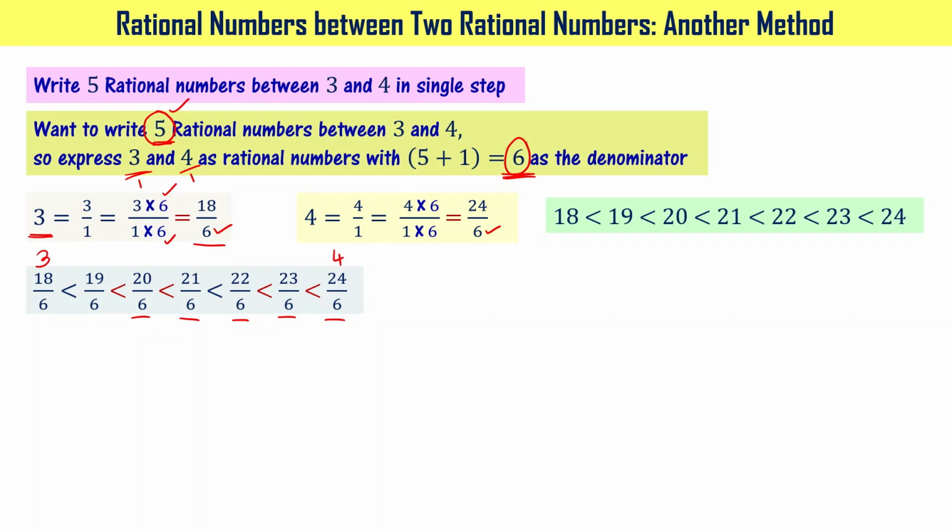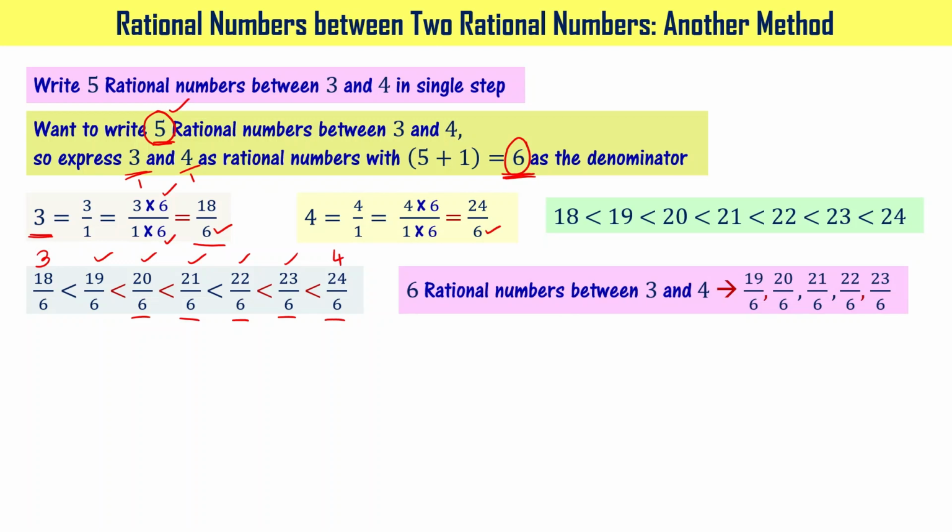Look at this. Now you have 1, 2, 3, 4, 5 rational numbers in between 3 and 4. Got it? Sorry. 5 rational numbers between 3 and 4 are 19 by 6, 20 by 6, 21 by 6, 22 by 6, 23 by 6, right?